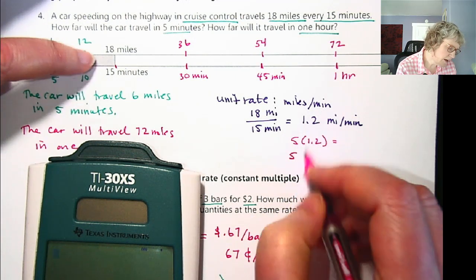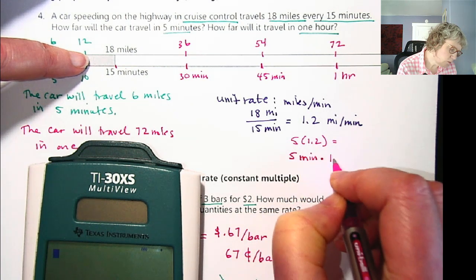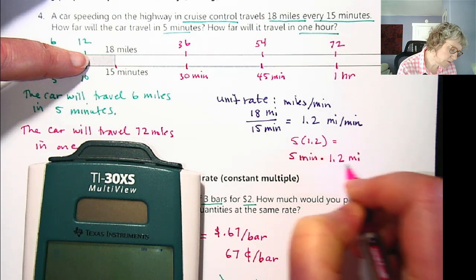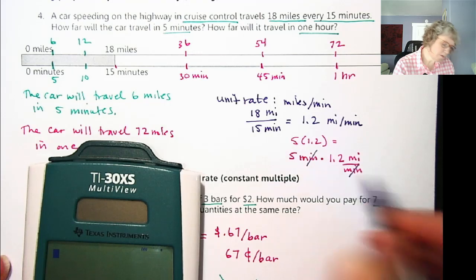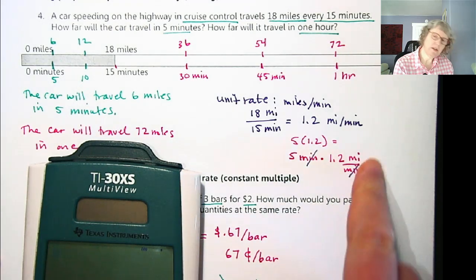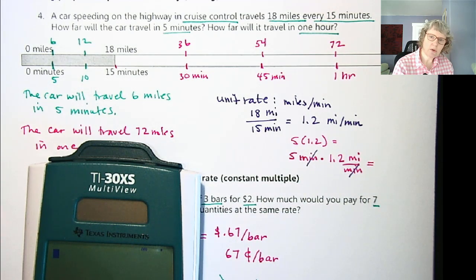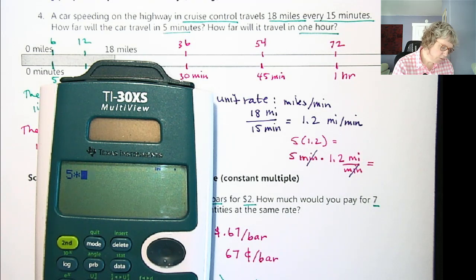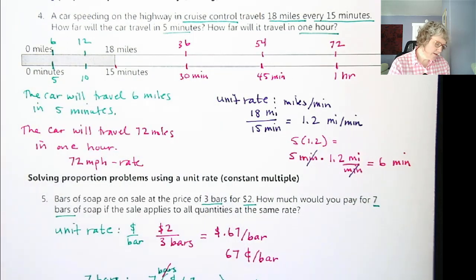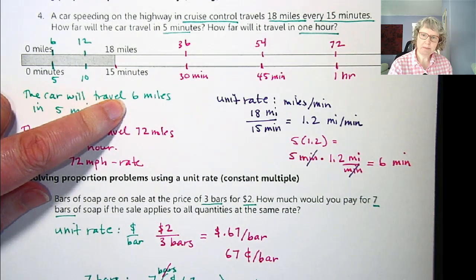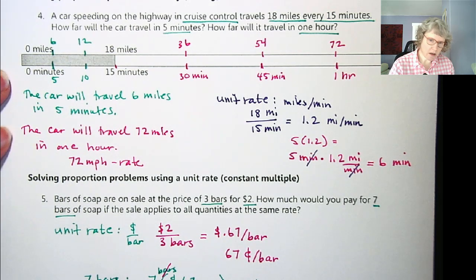So if I had written 5 minutes times 1.2 miles per minute, then I would have been more confident because I would have seen that my minutes cancel out and miles is the answer that I want. Okay, and then when I do 5 times 1.2, that is 6 miles, and that's the same thing we got there. Okay, so you're welcome to use a unit rate on this one as well.